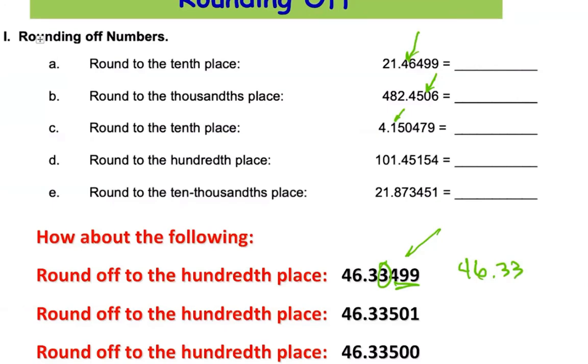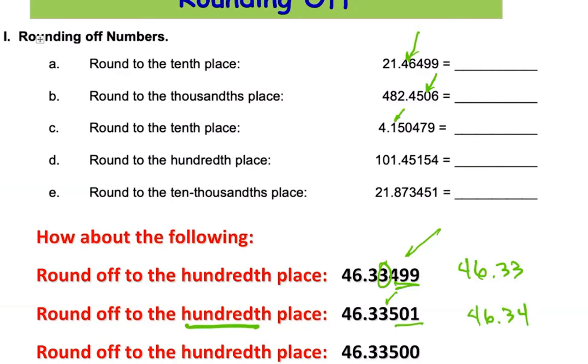Take a look at this. Round this to the 100th of a place. Again, that would be the 3. 501 is above the halfway mark, so I would write this as 46.34. Why? Because the 501 is above the halfway mark. So when I'm rounding off to the 100th, I've got to bump that up.